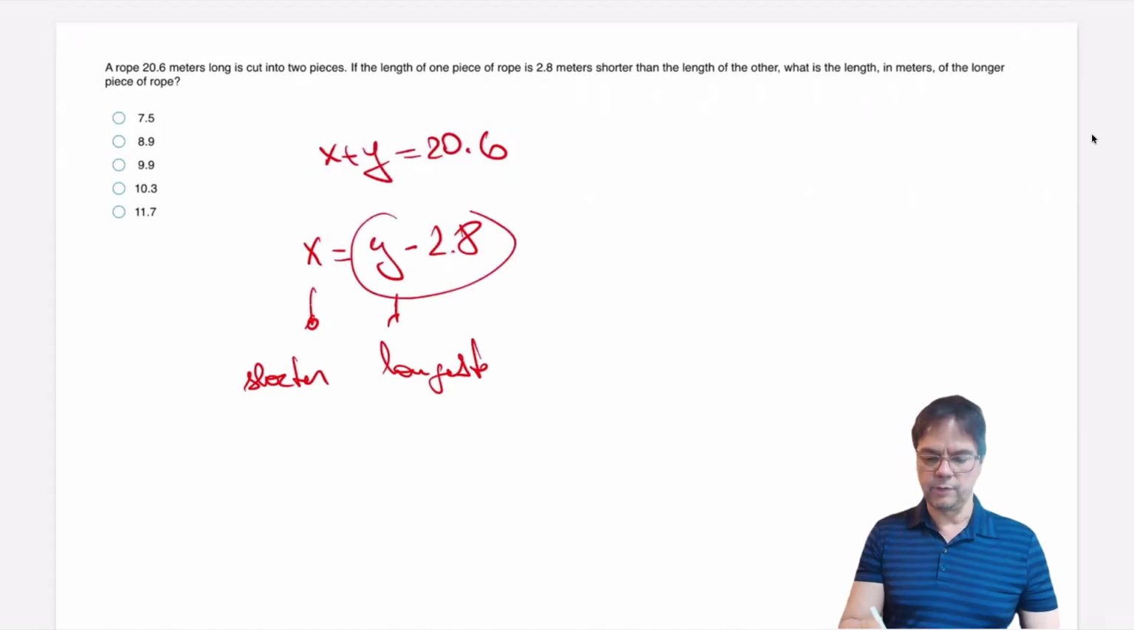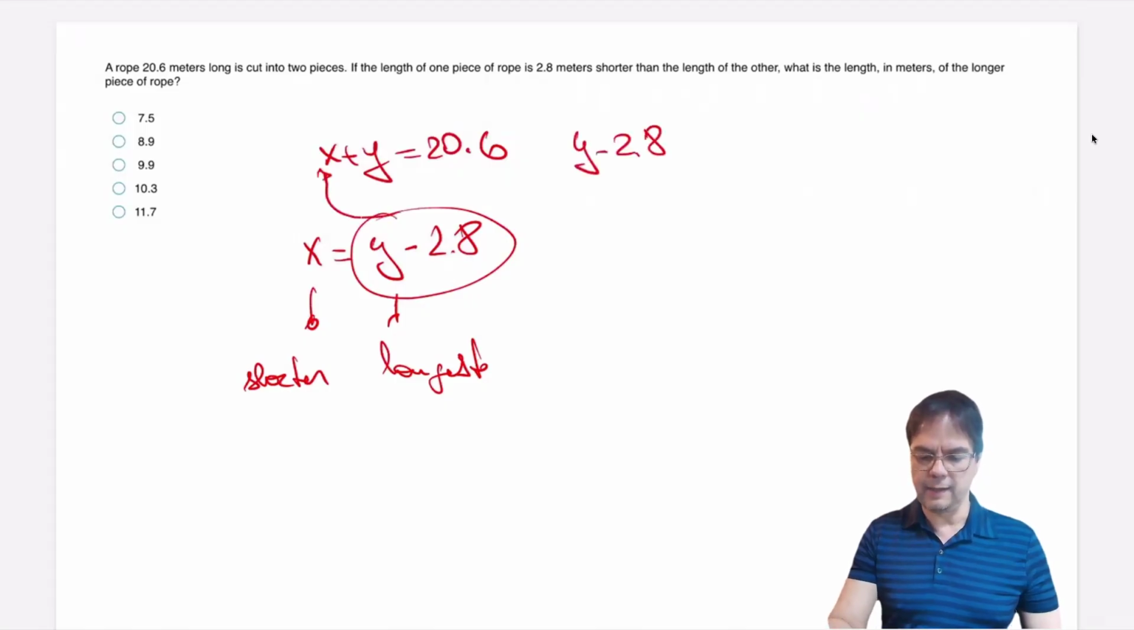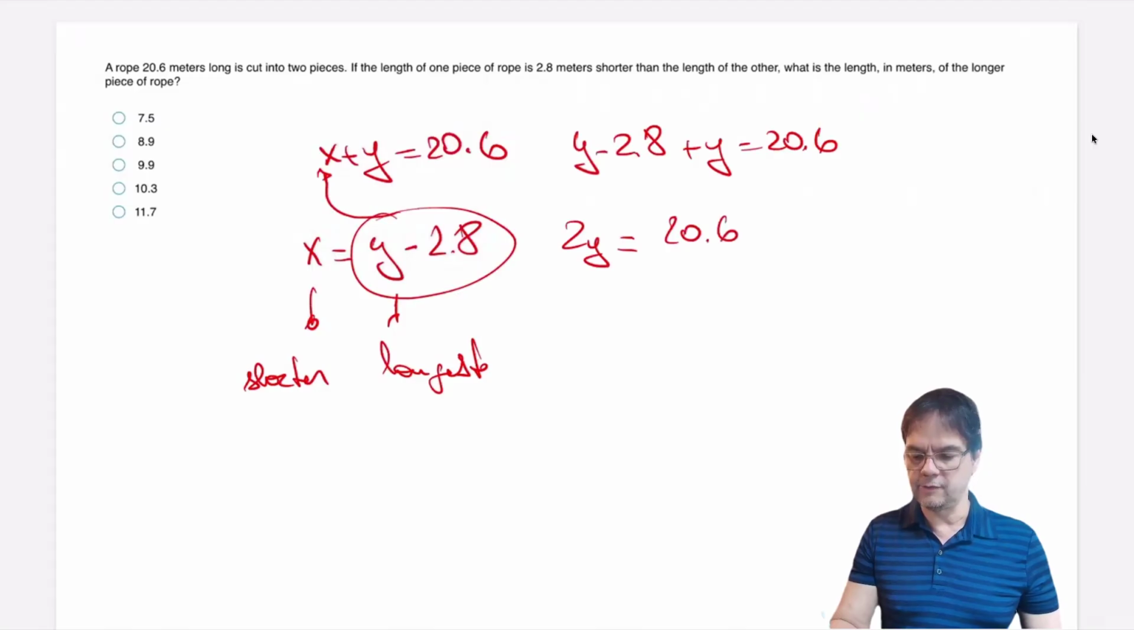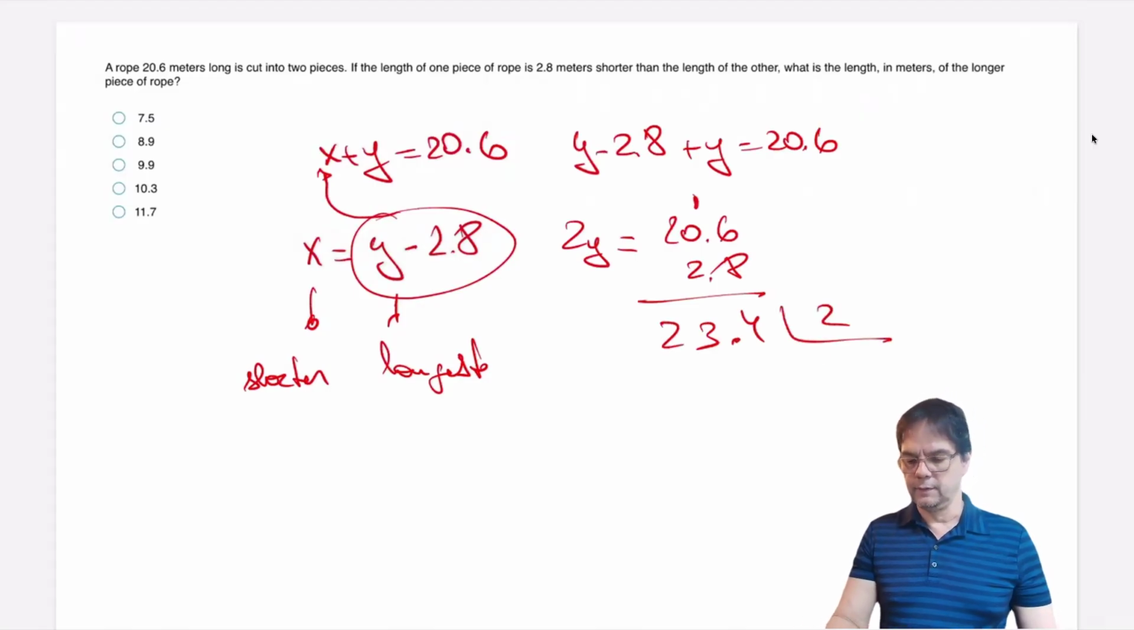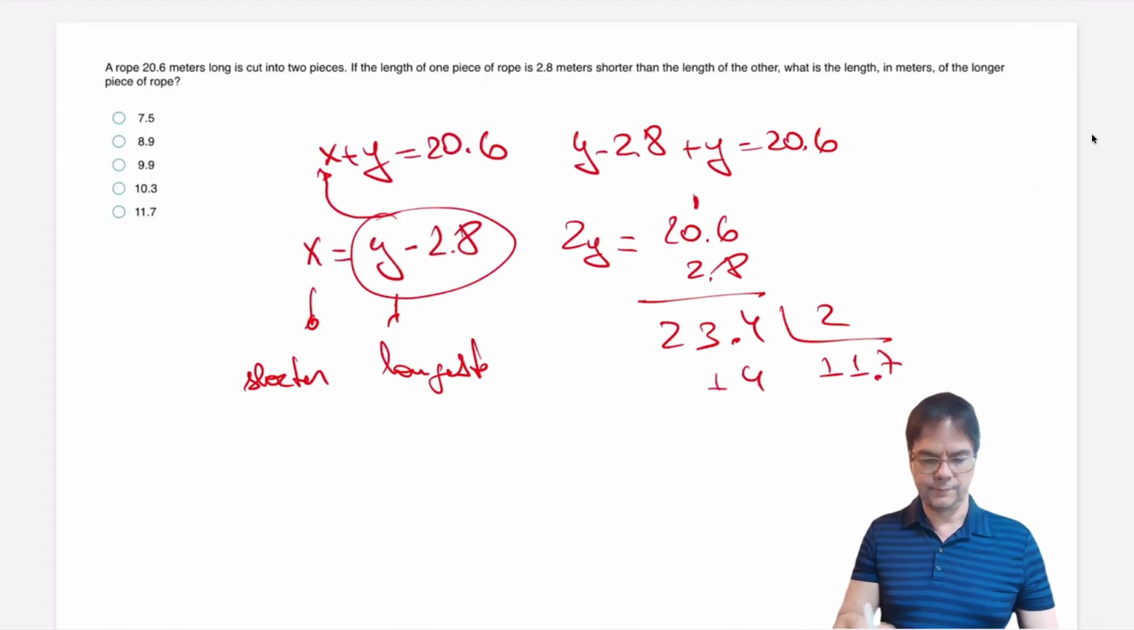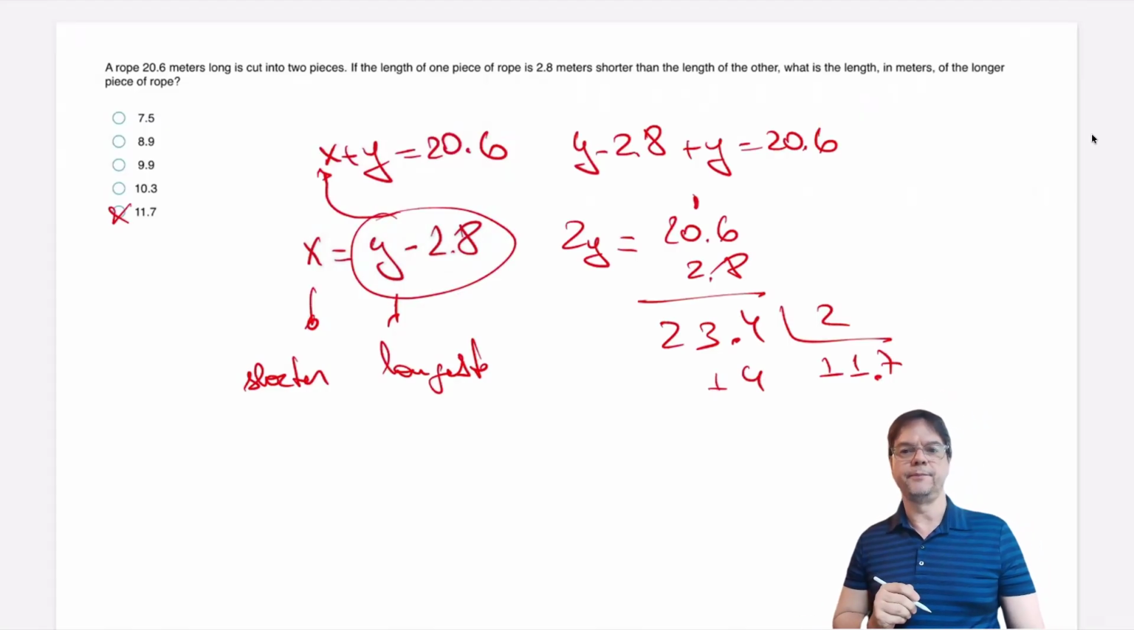Okay, substitute here. y minus 2.8 plus y is equal to 20.6. So 2y is equal to 20.6 plus 2.8, which is 23.4, divided by 2. That's 11.7. Is that okay?